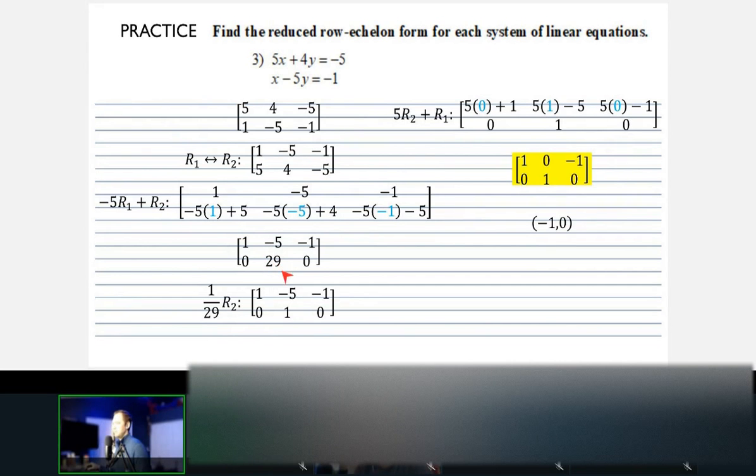But we made that a 1, and then once that's a 1, our fourth goal is to make everything above that or below that a 0. So kind of the same thing we did up here. Multiplying this by the opposite. So multiplying row 2 by 5 and then adding it to row 1, and that kind of finished the problem up.